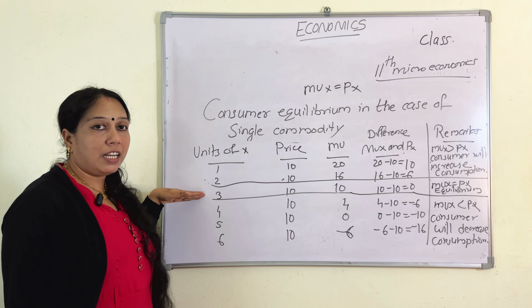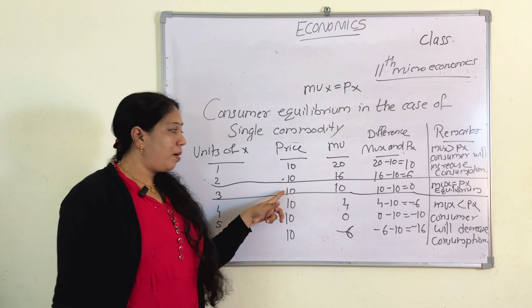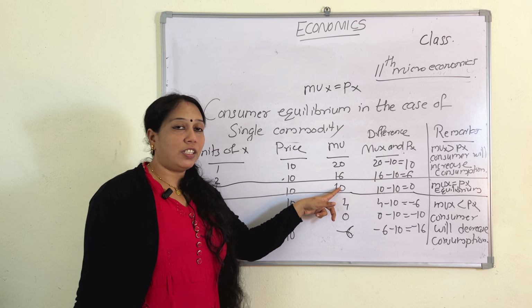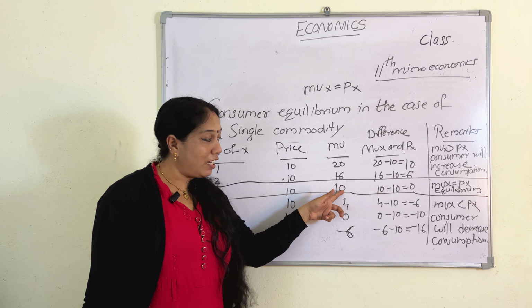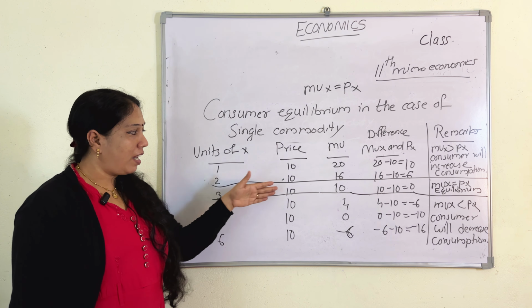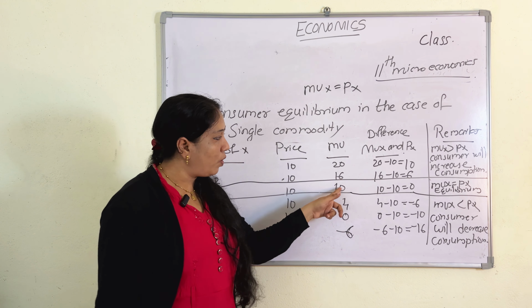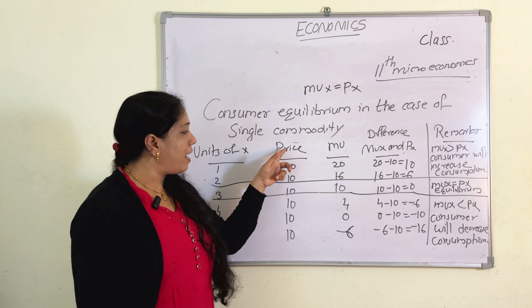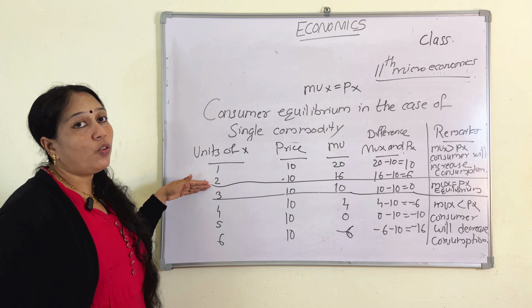Which is the equilibrium condition? The consumer is in equilibrium here at the 3rd unit. Here price is equal to marginal utility. The price of the commodity is equal to marginal utility at 10 at the 3rd unit of the commodity. Okay, 10 equal to 10. That is the equilibrium condition, marginal utility of 10 equal to price of 10. Both are equal. Then the first and second unit, what is the problem?